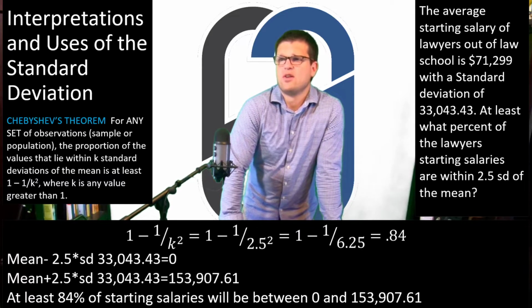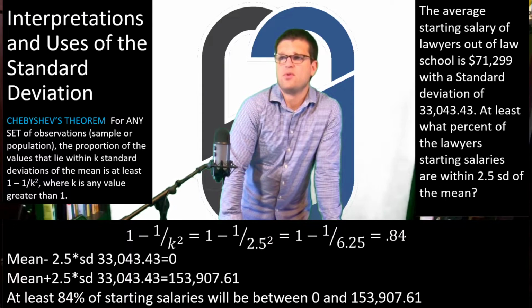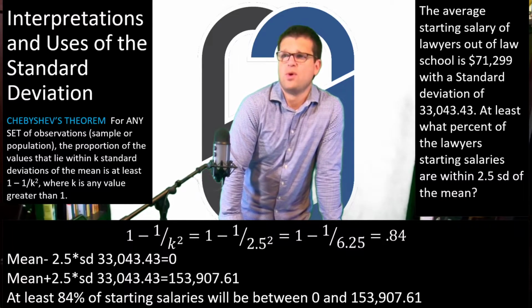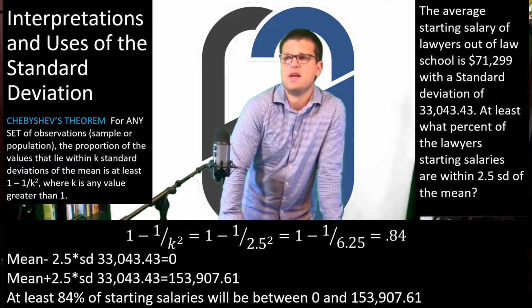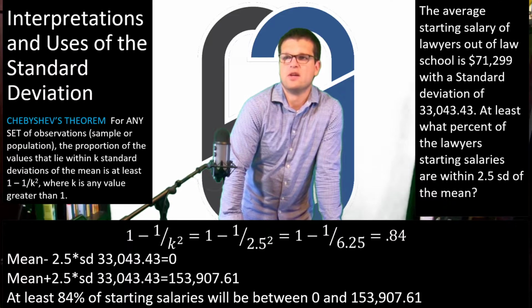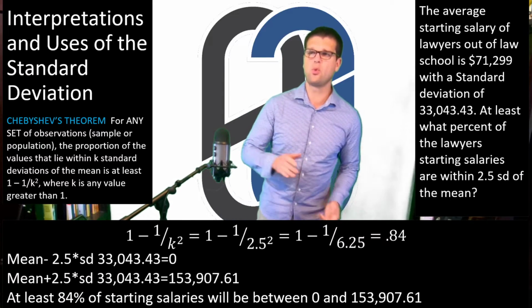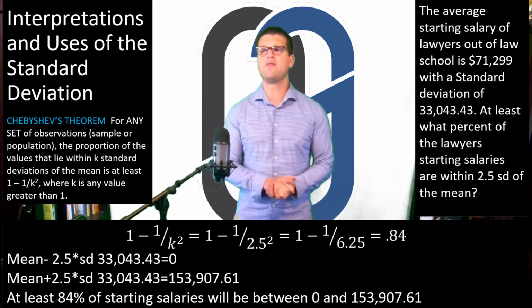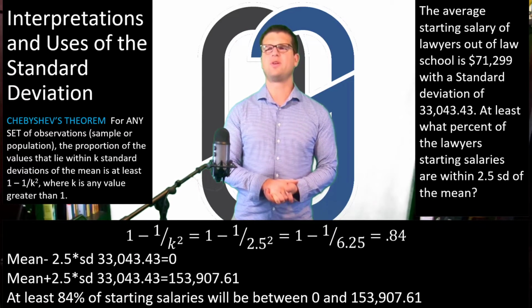An average starting salary of lawyers out of law school is $71,299 with a standard deviation of $33,043.43. At least what percent of the lawyers' starting salaries are within 2.5 standard deviations of the mean? So we already determined that it's going to be 84%, but what does that really mean?